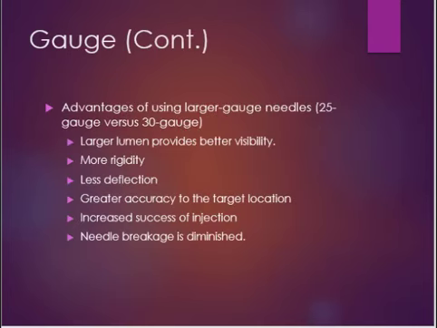The advantages of using a larger gauge needle, which is 25 gauge versus the 30 gauge, is that 25 gauge is going to have a larger lumen and provide better visibility. There's more rigidity, less deflection. There's going to be greater accuracy in the target location because it's thicker and has less deflection. It's going to increase the success of the injection, and needle breakage is going to be a lot more rare. Okay.